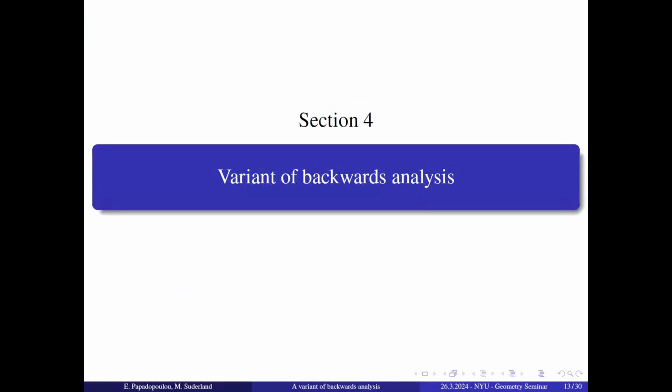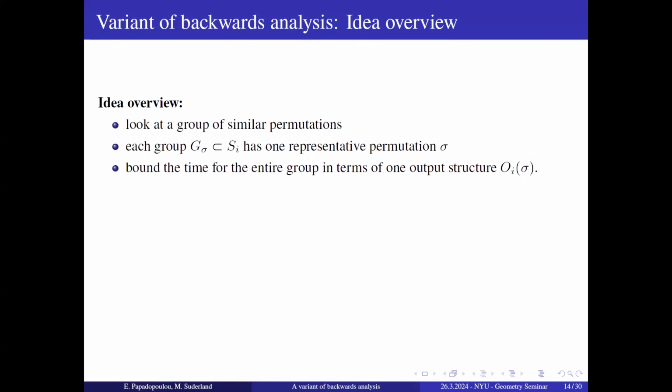So now let's see how our variant of backwards analysis works, which avoids this requirement of having order independent output. What we want to do is look at the groups of similar permutations, and each such group consists of permutations of length i, and they have one representative permutation, which I call sigma here. The idea is now to bound the time that we need for processing an entire group by just the output structure that we derive from permutation sigma. Even though the output structures of different permutations in that group can be different, we only want to look at the output structure of permutation sigma.